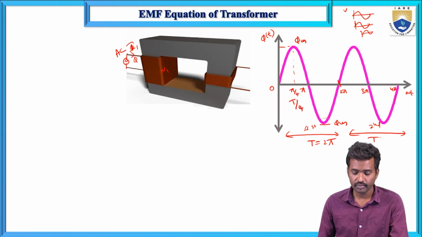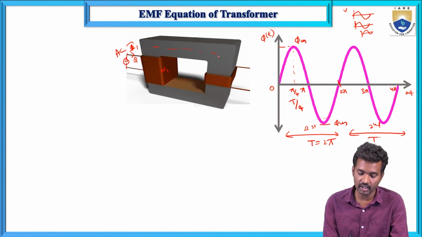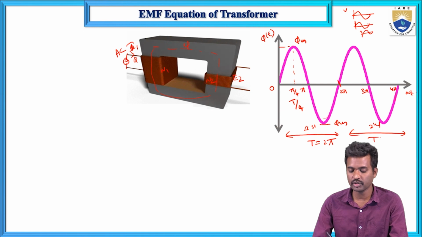Now here, according to Faraday's law and the mutual inductance concept, without any electrical contact, an induced EMF will be developed in the transformer secondary winding and primary winding. If you give the AC supply to the transformer primary winding, there is a current in the primary winding, and that current sets up the flux. This flux links with the transformer core, and this flux links with the transformer secondary winding, and an induced EMF will be developed in the secondary winding according to Faraday's law.